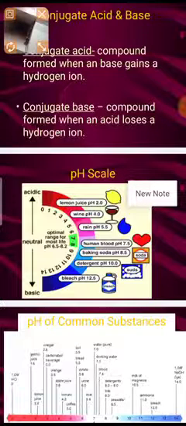Then 8, 9, 10, 11, 12, 13 and 14. Up to 14, the compounds show basic pH. For example, baking soda has a pH of 8.5. Human blood also has a pH of 7.5. Detergent's pH is near about 10. And bleach has a pH of 12.5. So soda, bleach and salts are basic in nature. So this is the pH scale.